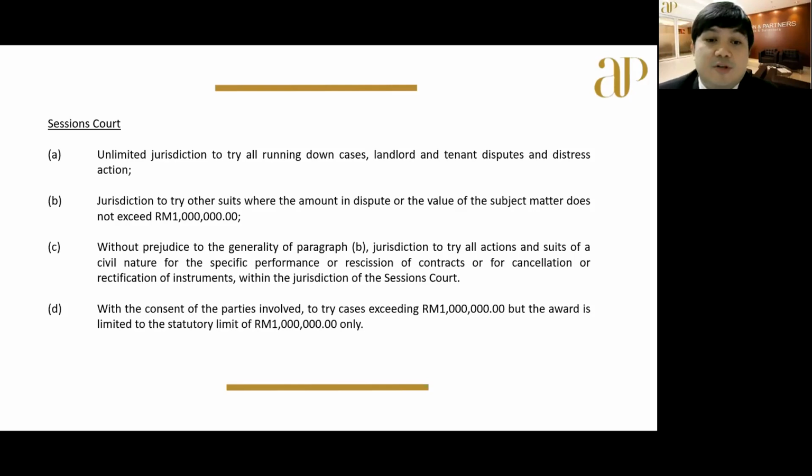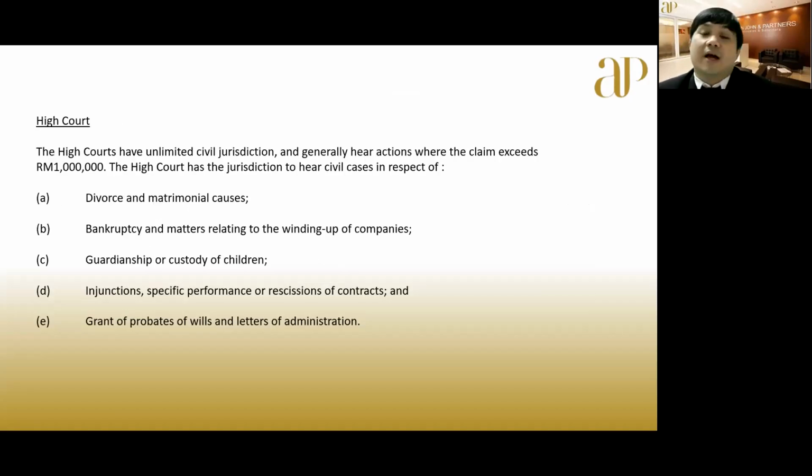And lastly, without prejudice to the generality of paragraph B, jurisdiction to try all actions of a suit of a civil nature for the specific performance or rescission of contracts or cancellation or rectification of instruments within the jurisdiction of the Sessions Court. Okay, next will be the High Court. As mentioned earlier, the High Court has unlimited jurisdiction. It has no monetary limitation, in the sense that it can try cases of 1 million, 2 million, or 10 million, or even 20 million, it doesn't matter.